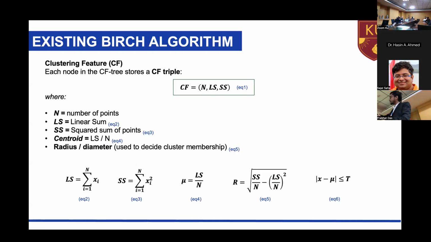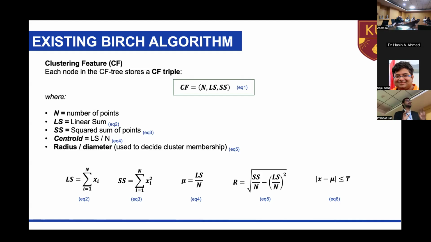Here you see at the bottom, we have the equations for linear sum. It is nothing but the linear summation of all the data points that are coming. For example, the moment we have 5 as the input data point, right after 5 we have 6. The linear sum is going to be 5 plus 6, as simple as that. Square sum, 5 square plus 6 square, and the summation of it. And centroid, linear sum by n, as simple as that.